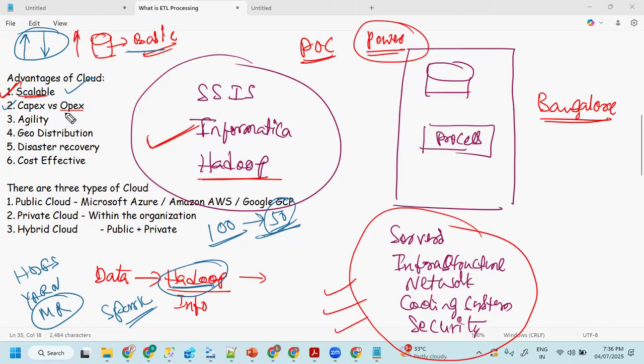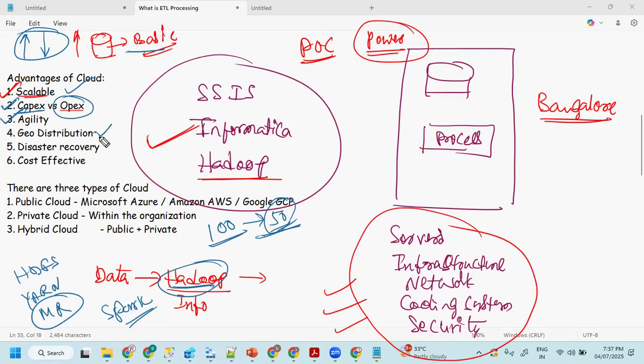Capital expenditure and operational expenditure. So capital expenditure is more when you go for on-prem, it will be very, very more. And of course, even operational expenditure also you're going to have it. But when you go to the cloud, you're going to have only operational expenditure. And if I don't need it, I can just take it out. Okay, so then we have agility, like how fast you're going to set up the environment. With just a few clicks, we can set it up. But when you go for on-prem, it's not that easy to do it.